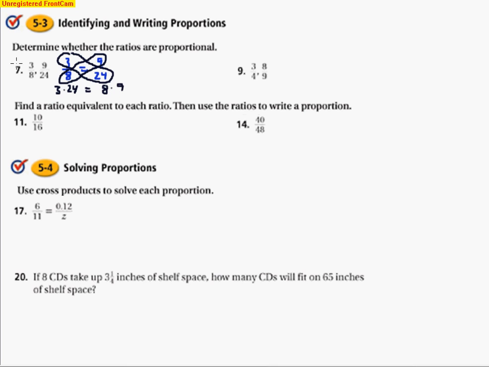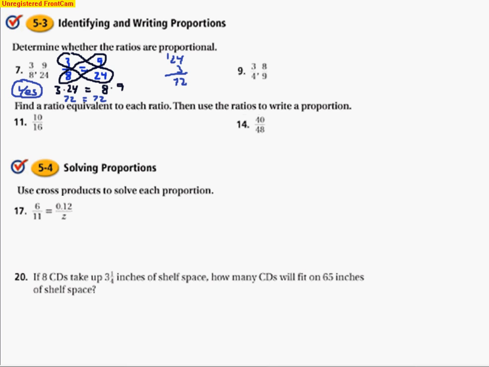And so right away I see 3 times 24. Does that equal 72? Well, off to the side I'd end up having to multiply that out and see if it does. So 24 times 3, well, it does make a 2 at the end. Yes, it does. It makes 72. So 3 times 24 is 72. And this does equal, I know 8 and 9 makes 72 as well. So yes, these two are proportional. So that would be my answer for number 7.